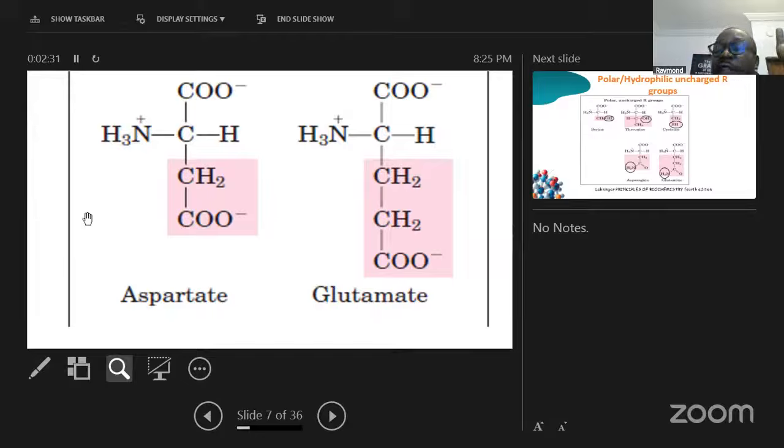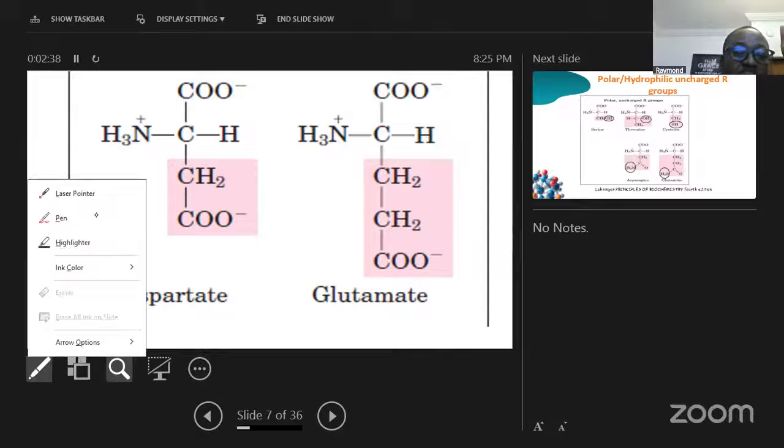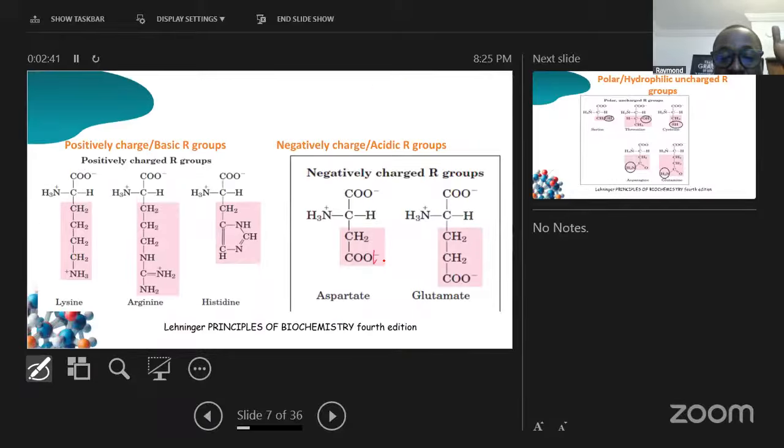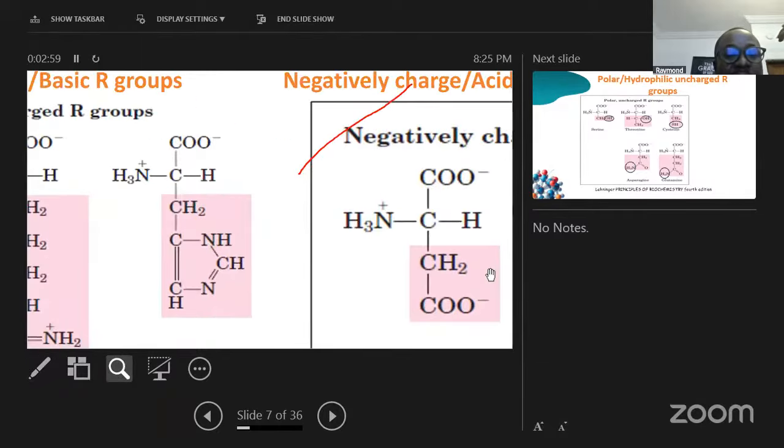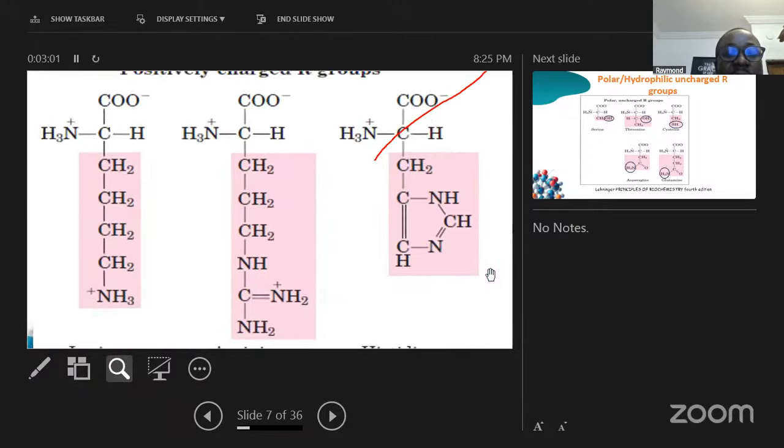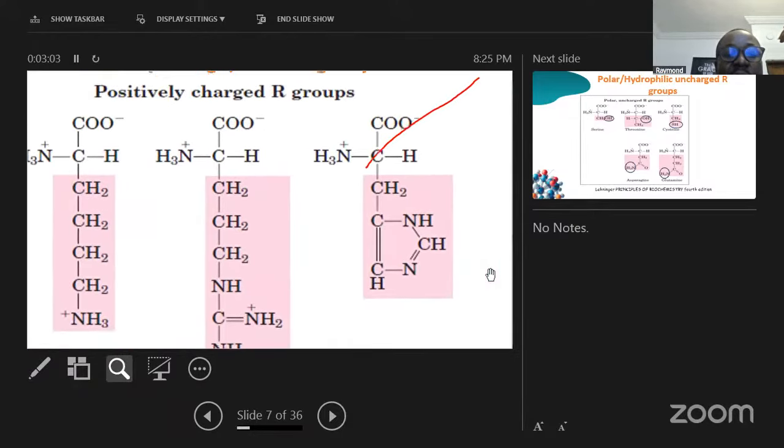If you put the H here, it will become aspartic acid. If you put the H here, it becomes glutamic acid. But removal of the H will make it aspartate or glutamate. We also have the positively charged R groups.